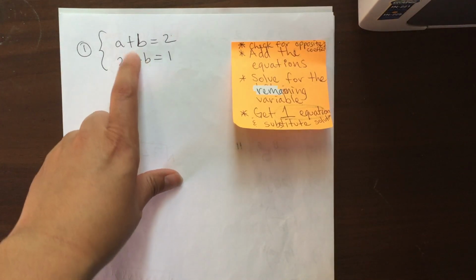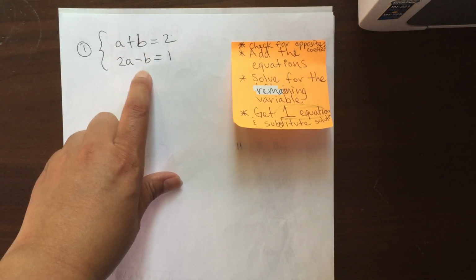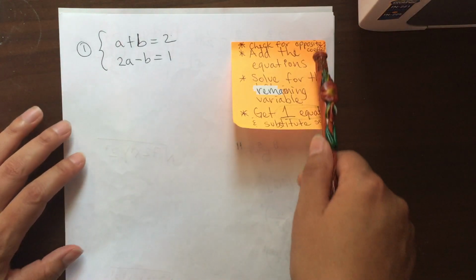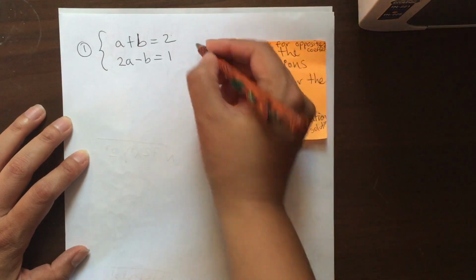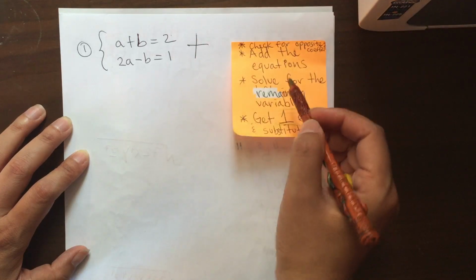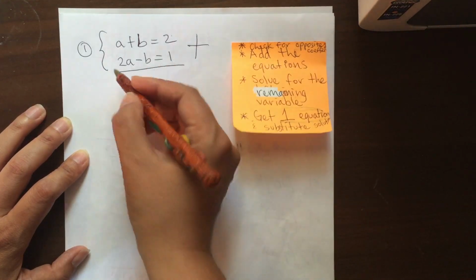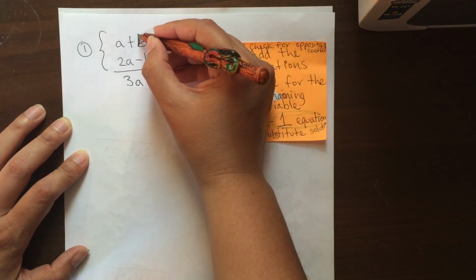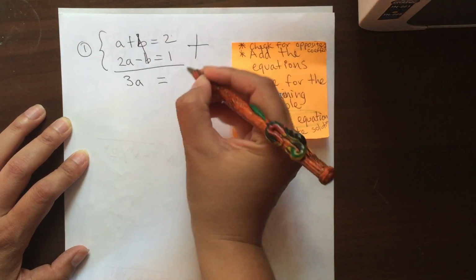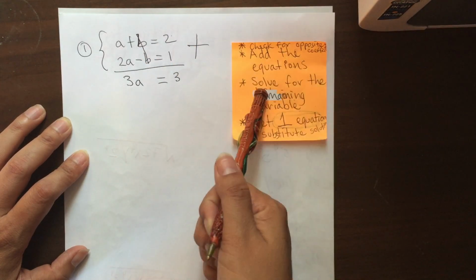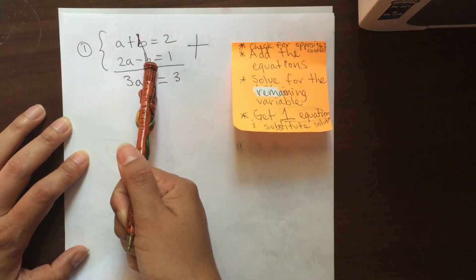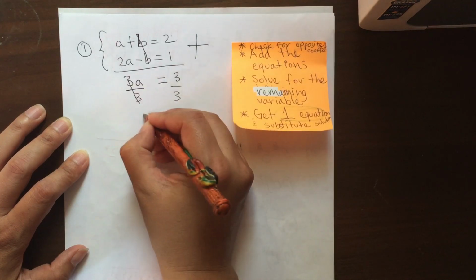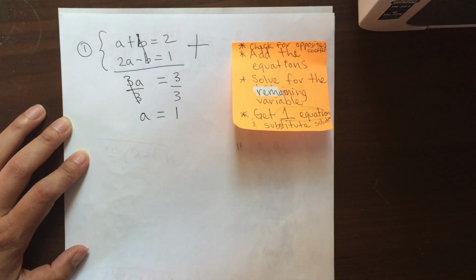And we look at B and we notice that we have a positive 1 and a negative 1. Both have a 1. One is a positive, one a negative, so that means that they have opposite coefficients. So we're ready to add the equations. How do we add? We add 2a plus a is 3a. B minus b cancels, and 2 plus 1 is 3. We solve for the remaining variable, the one that is not canceled. So we divide by 3 to solve for it, and so a is equal to 1.